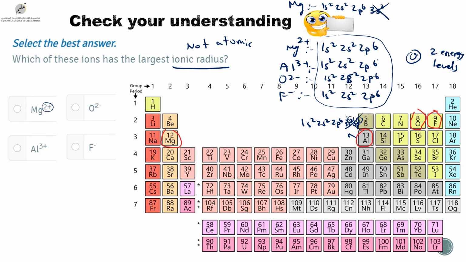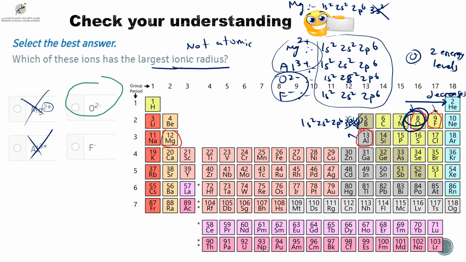So how can we know which one will have bigger size or not? So automatically, because these have the same energy levels, we always said that negative ions have a bigger size than positive ions. So the negative ions have a bigger size than the positive ions. So automatically we remove the positive ions. Now, remember what happens to the size when we go from the left to right? The size will decrease, right? So oxygen should have the biggest or the largest ionic radius, guys. Okay? I hope you understood this part.